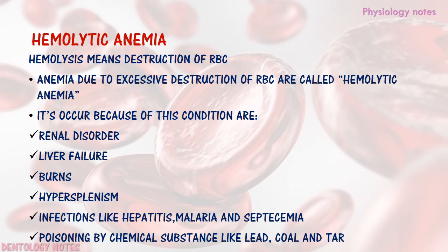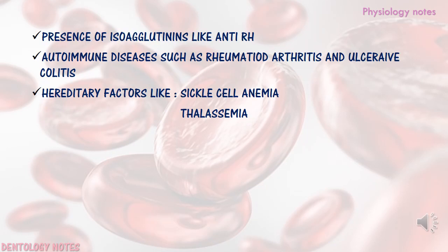Hemolytic anemia. Hemolysis means destruction of RBC. Anemia due to excessive destruction of RBC is called hemolytic anemia. It occurs because of conditions like renal disorder, liver failure, burns, hypersplenism, infections like hepatitis, malaria and septicemia, poisoning by chemical substances like lead, coal and tar, presence of isoagglutinins, autoimmune diseases such as rheumatoid arthritis and ulcerative colitis, and hereditary factors like sickle cell anemia and thalassemia.